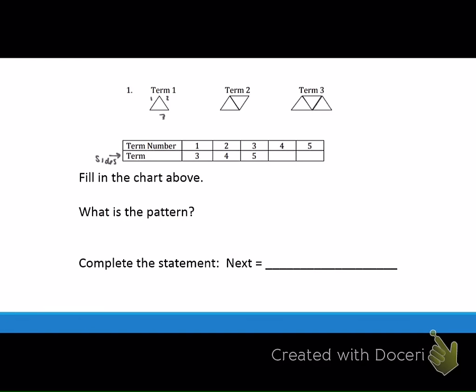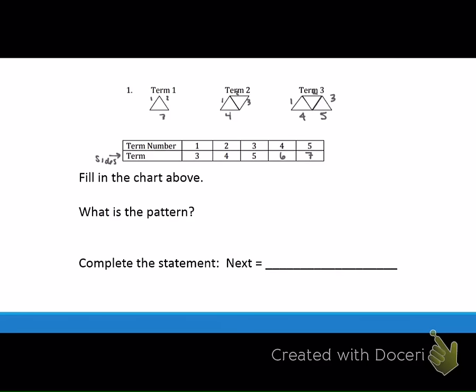1, 2, 3. This one has 1, 2, 3, 4, right? And this one has 1. I have no clue what it's counting here. 2. It must be the sides of the triangles that are outside of it. Okay, so the outside triangles. So how many would there be at term 4? 6, and then? 7. Very good.